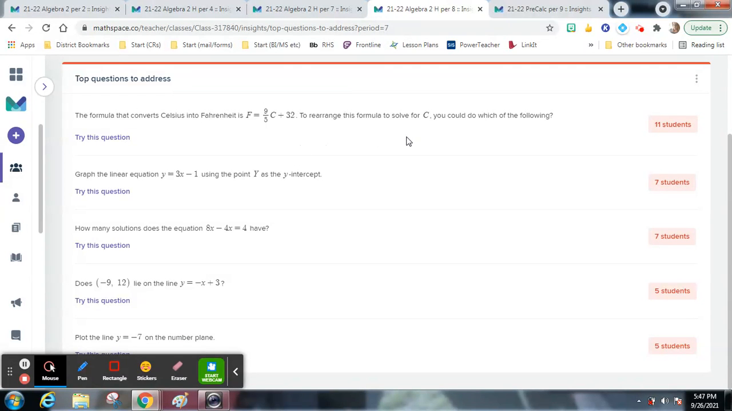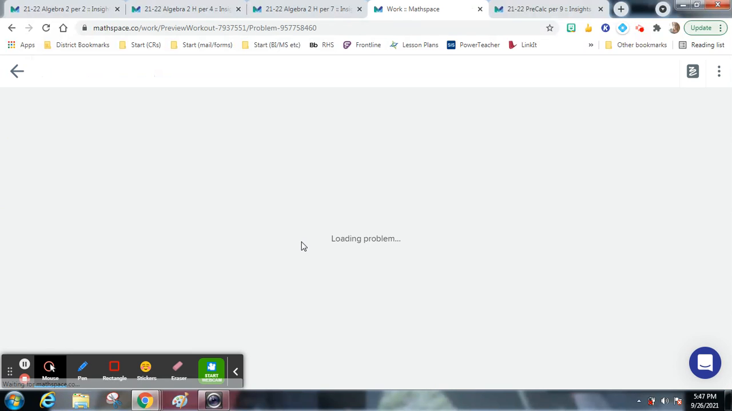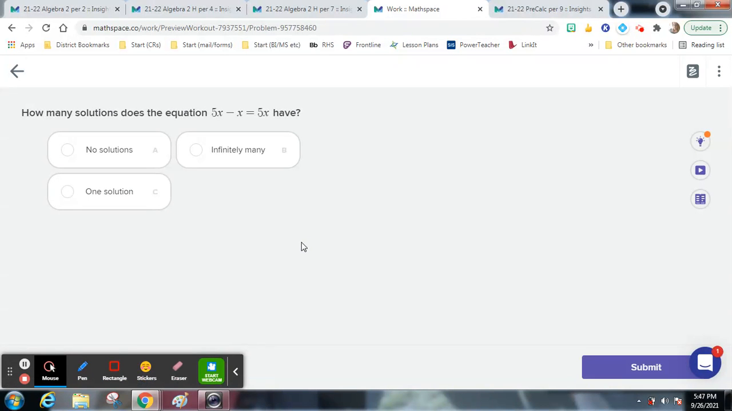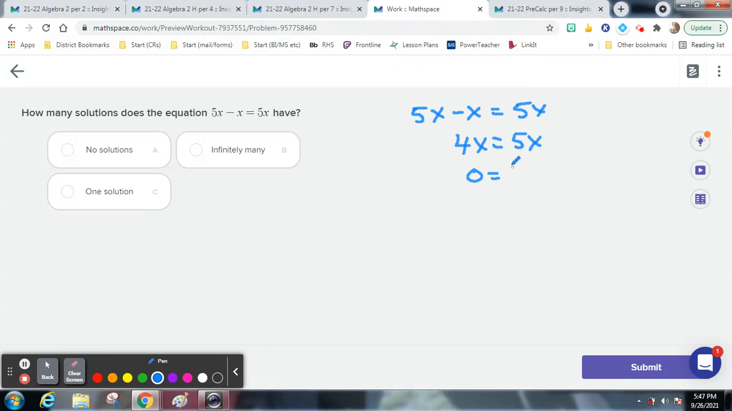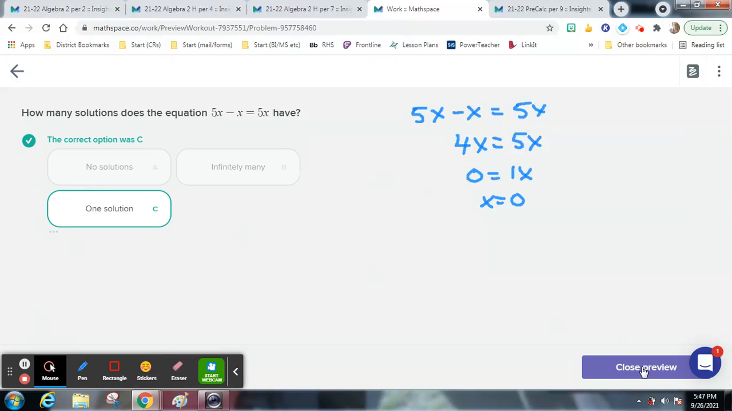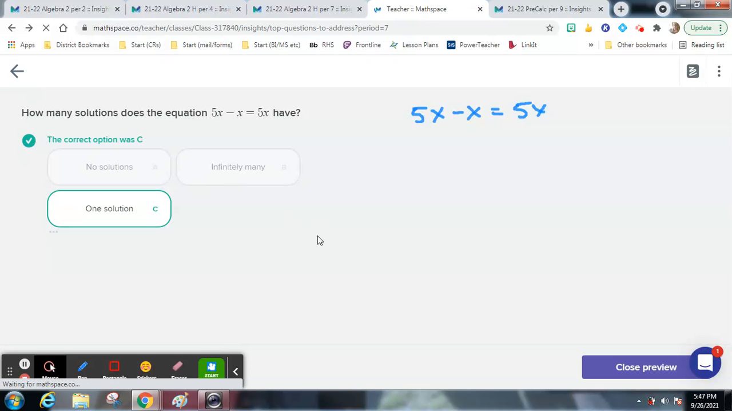Okay, period 8. We talked about the Fahrenheit. We talked about graphing. All right, how many solutions does this have? Let's see. So back to a solving question. Well, if I have this and I want to try and solve it, go ahead, just try and solve it. Well, 5x minus x is 4x. 4x equals 5x. I can solve that. 0 equals 1x. x equals 0. That is one solution. x is 0. That is an answer. That's all they're asking. If you got all your letters canceling out, then you'd have either no solution or infinitely many solutions, depending on the problem.